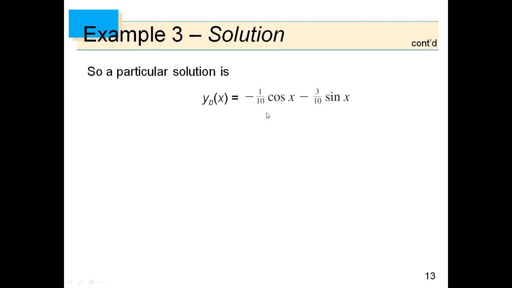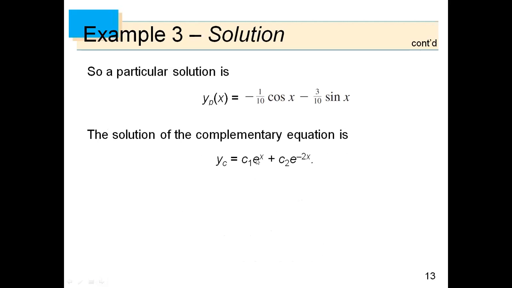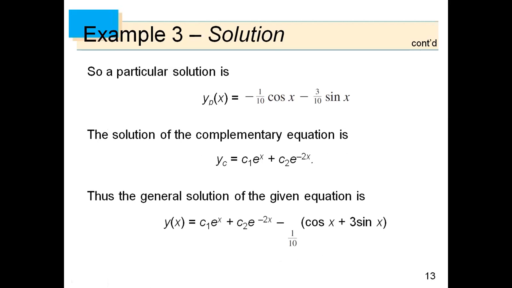So if you know that, you substitute it on the form that you have written, and you add it to the YC. That will give you the complete solution of your non-homogeneous DE. So you add the two, that would give you the complete solution.